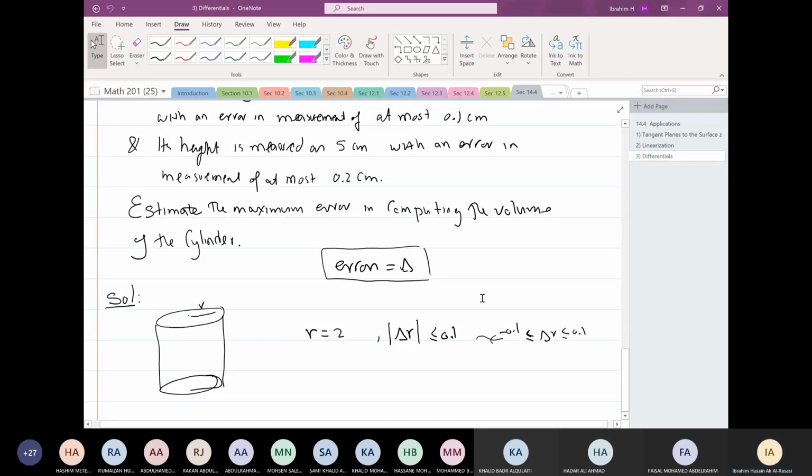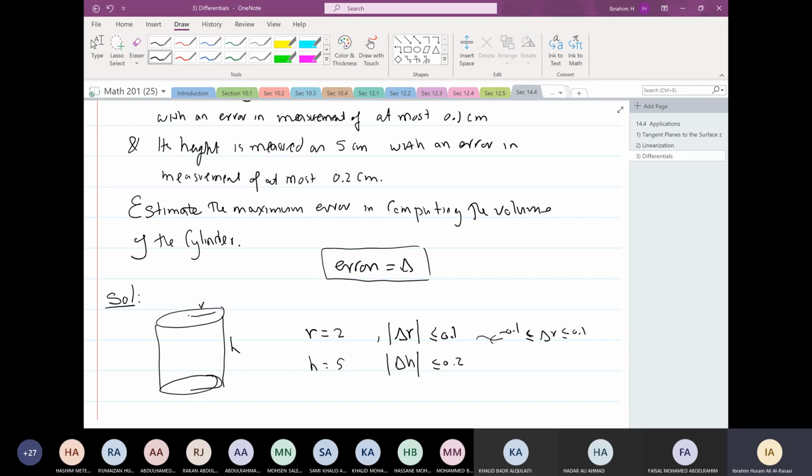You continue, and the height is measured to be 5 centimeter with an error in measurement of at most 0.2. It means again absolute value of delta H is less than or equal to 0.2. The error could be positive or negative, but in absolute value, so it is between 0.2 and minus 0.2. So this is the given information and how it is written.